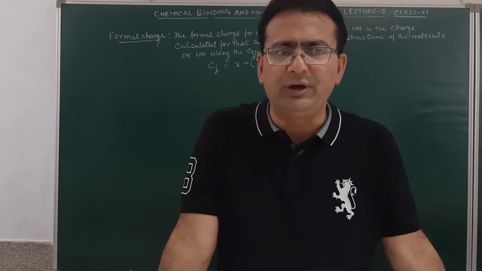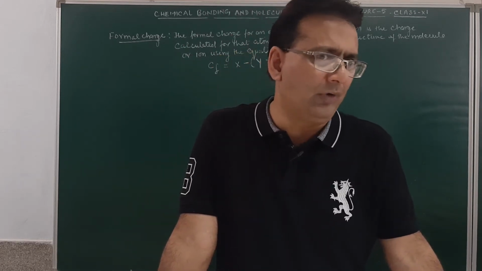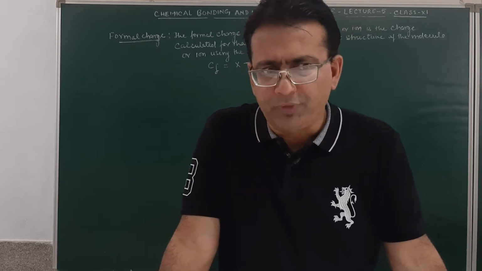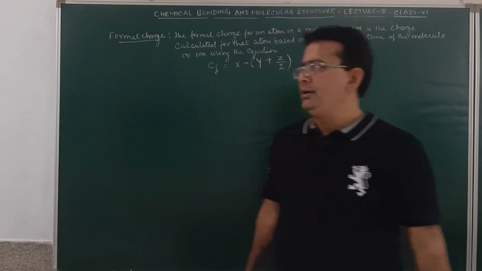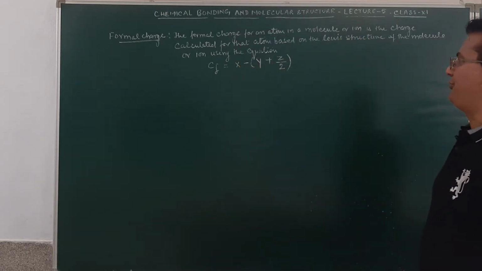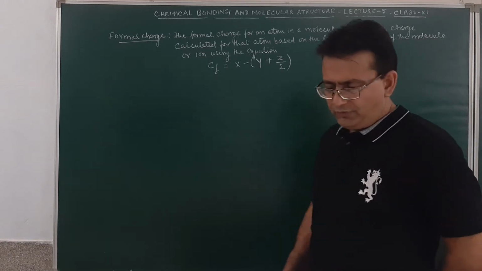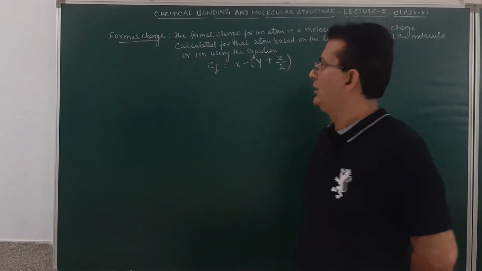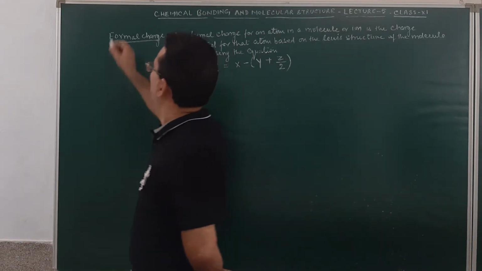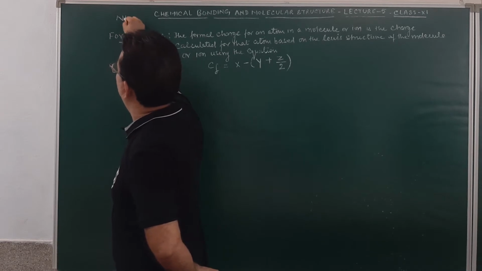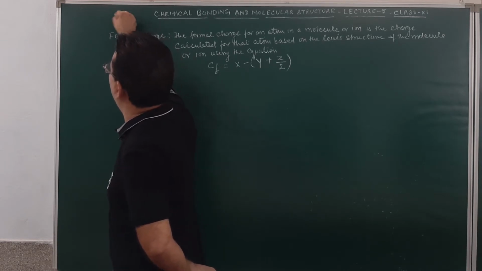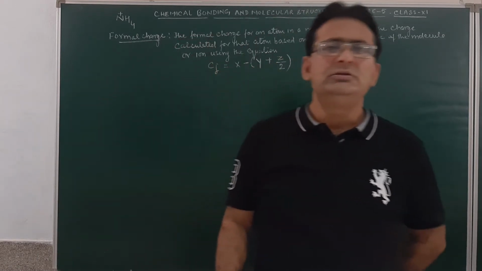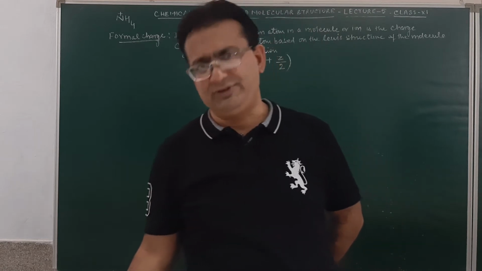Before that, students, we discussed the formation of electrovalent bonds, covalent bonds and coordinate bonds. Now today in this lecture number 5, we'll discuss something about formal charges. Students, you must have seen in chemistry that sometimes we write ions like the ammonium ion, which has a positive charge. In fact, you have never noticed this. These charges are called formal charges.